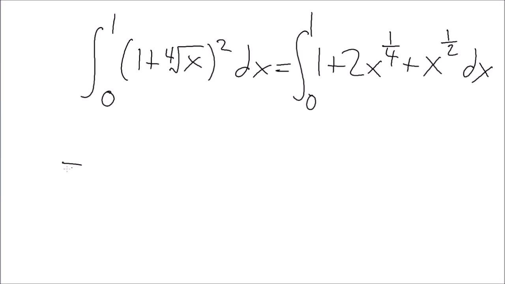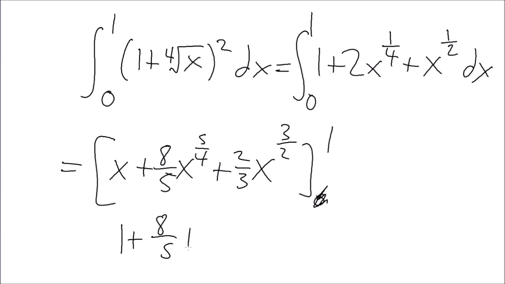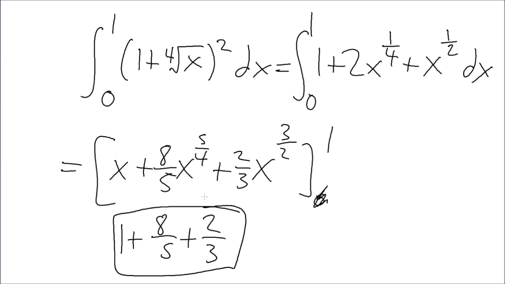And then this is just power rule. So we go ahead. 1 over 4 plus 1 is 5/4, so 4/5. For the sake of time, 3/2, so 2/3. From 0 to 1. 0 is just 0, so we can ignore that. 1 is just all coefficients. That's 1 plus 4 over 5, plus 2/3. And we're good to go.